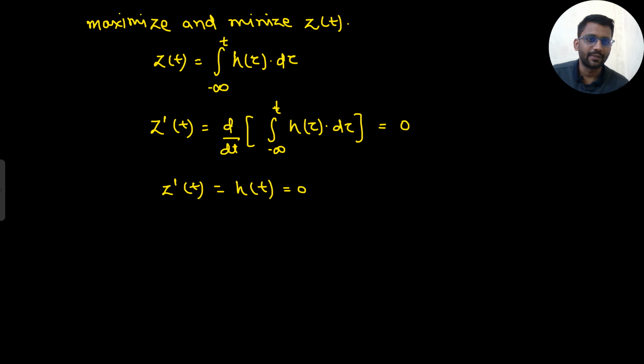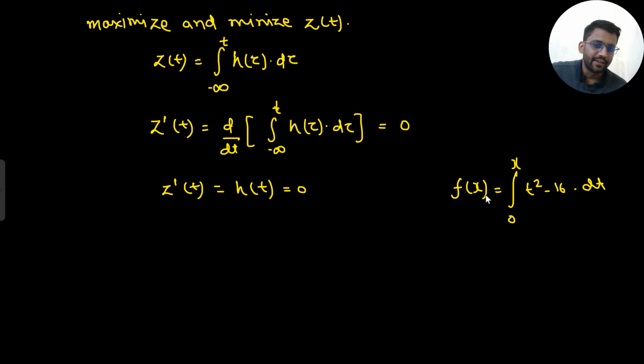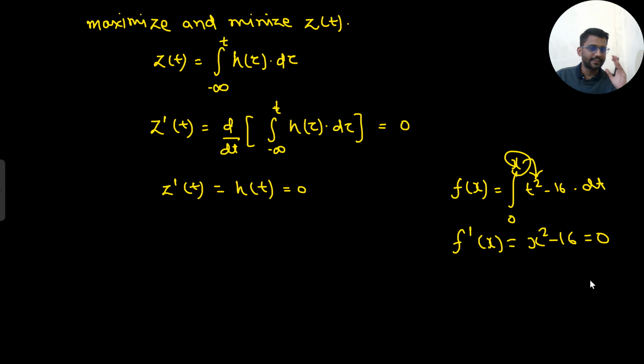Okay. Let me take one more example. Now, if they had asked you the differentiation of this, how would you do it? f dash of x will be, this upper limit will go into the t, that's it, x square minus 16, and for finding the maxima or minima you will put it equal to 0. That's how you find the maxima and minima of a running integration function. The upper limit will go into the bracket, whatever the variable is there. Here the variable was t, so the upper limit t went into this function. So it became h of t equal to 0.